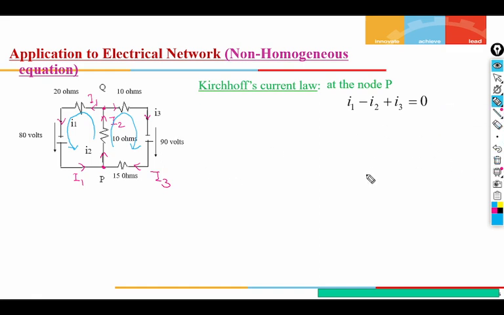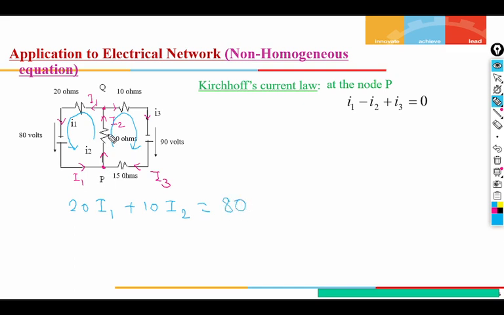Let us start with the left loop. Okay, left loop only. So for the left loop, this is the 20 I1. 20 I1 is the first voltage, then equal to 80 only, and here is one more, so 10 I2. So 20 I1 plus 10 I2 is equal to 80. This is the equation we get for the left loop.